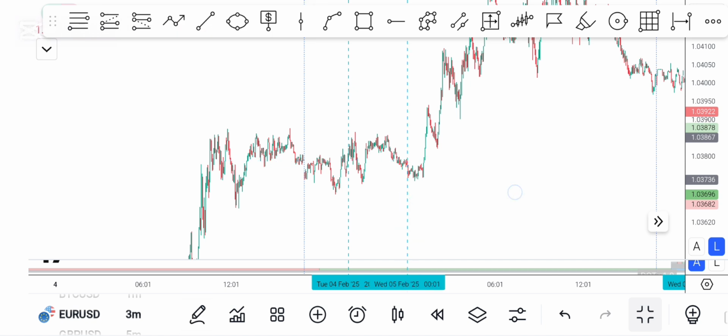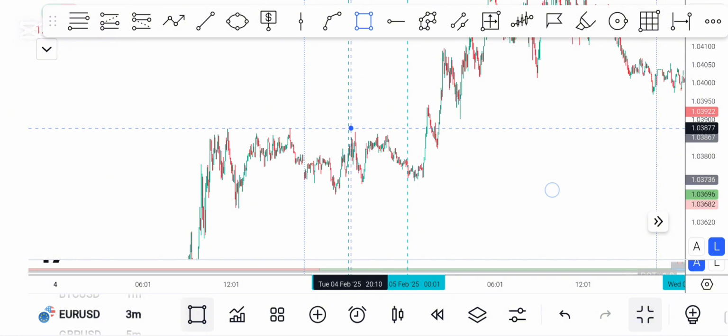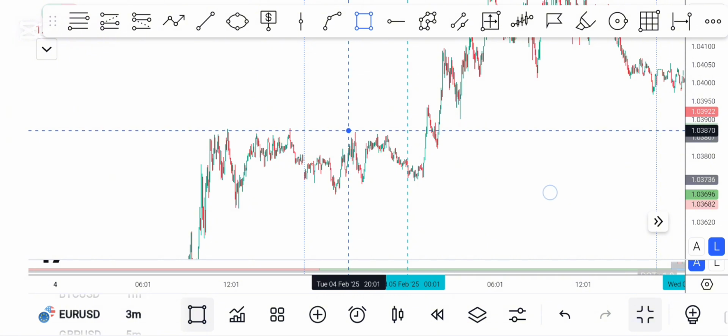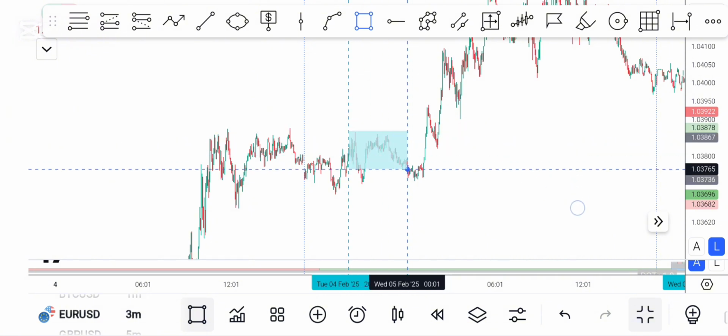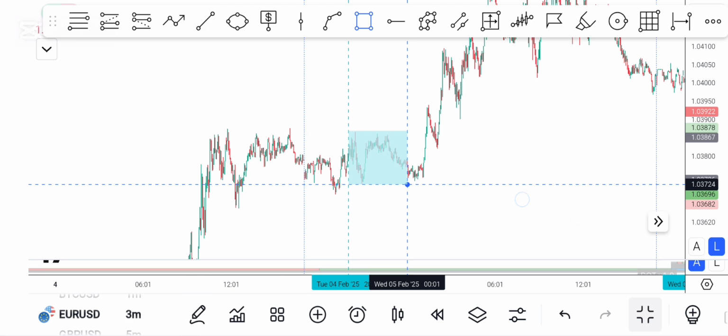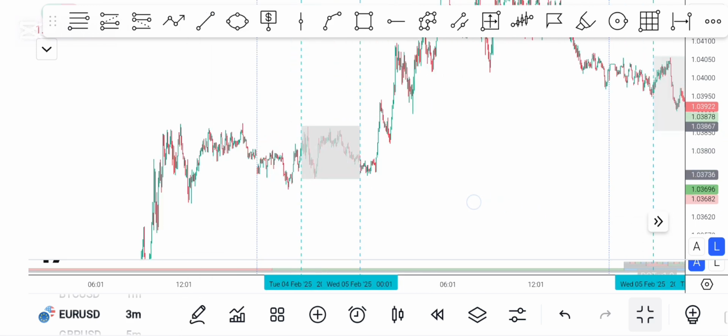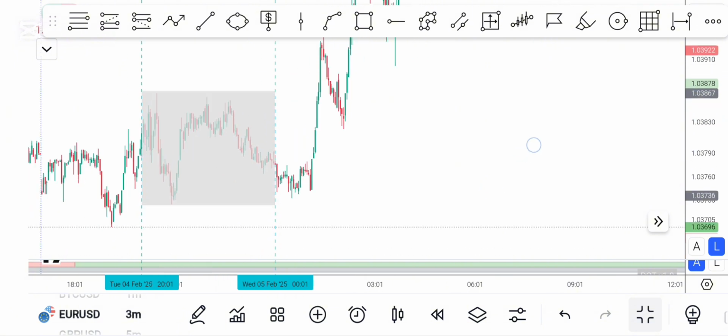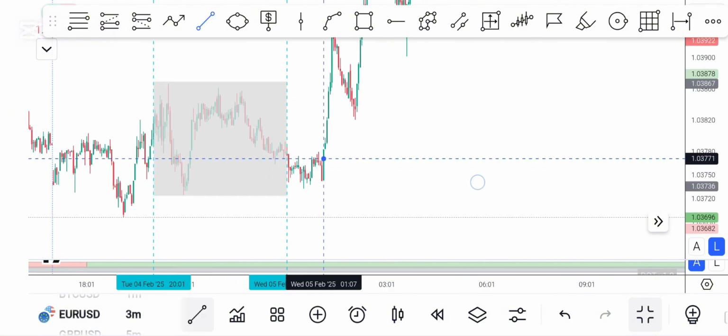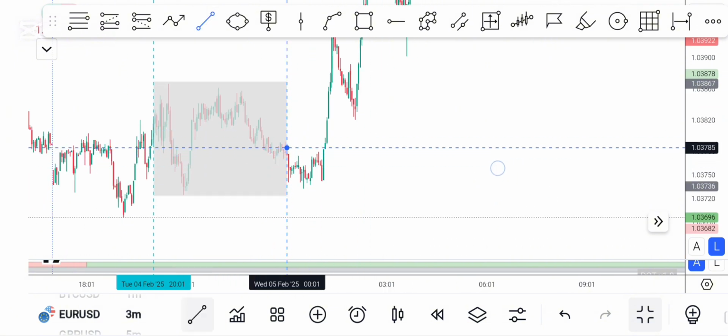Okay, and we are going to mark the high of Asia. Make sure you label this. Okay, I'm not going to do it, please. We are going to use this color gray. And then what is our next move? Our next move is we are going to look at the midnight opening price here.